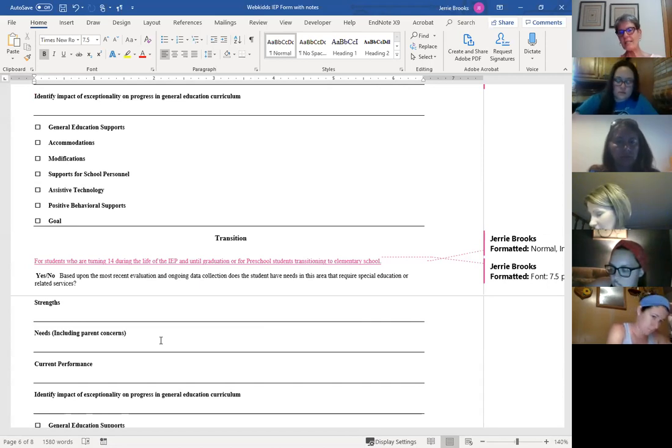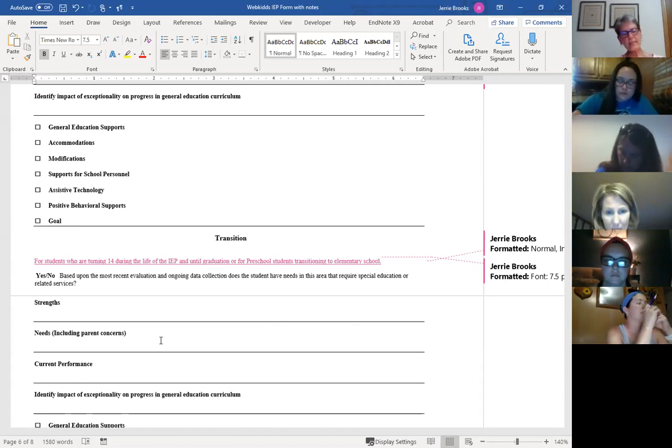So you're short, I mean, it feels like you're short a day, but you have to do it by June the 9th. So if the student is going to turn 14 between June the 10th, 2019 and June the 9th, 2020, you have to do the transition section on an IEP.